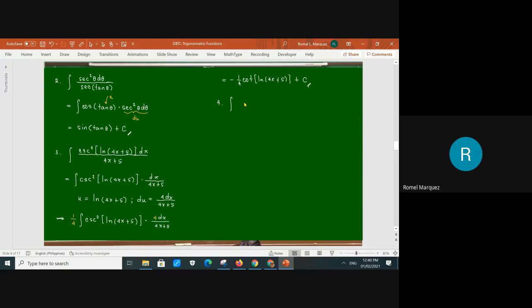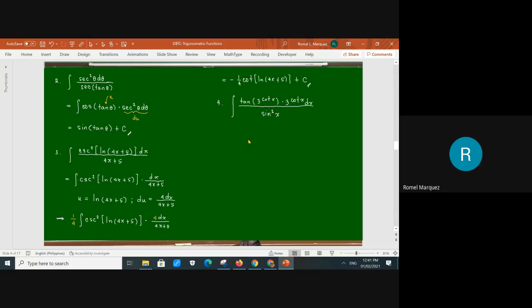So let's have tangent, and then I have here 3 to the cotangent x, then multiplied by dx, so this is dx, multiplied by 3 to the cotangent x dx all over sine squared x. Let me make it bigger.